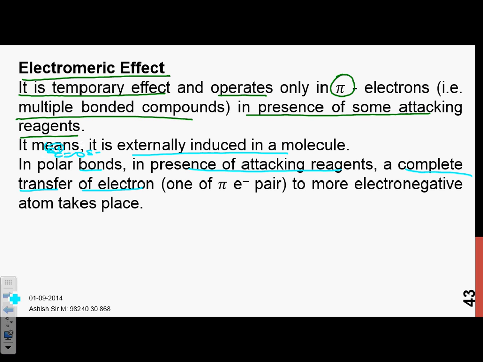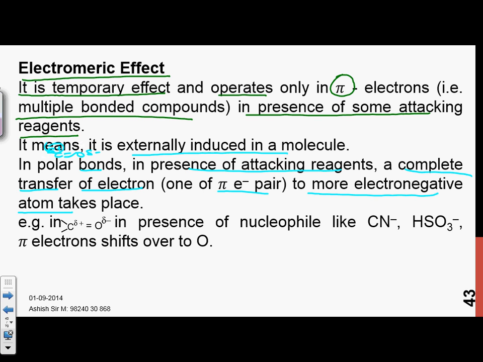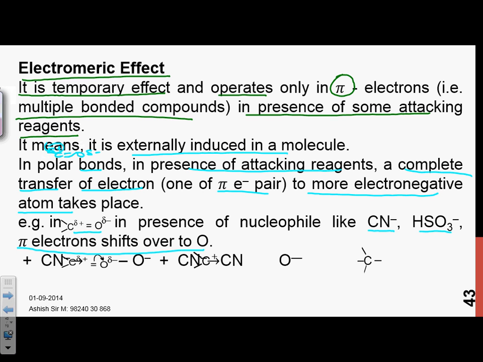Okay, where did the pi bond electron pair transfer? To the more electronegative atom. Oxygen was more electronegative. For example, in a carbon-oxygen double bond, in the presence of nucleophiles like cyanide or HSO3 minus, the pi electrons shift towards oxygen. That phenomenon is known as the electromeric effect. There was a little mix-up here, but it is the same thing I explained ahead.